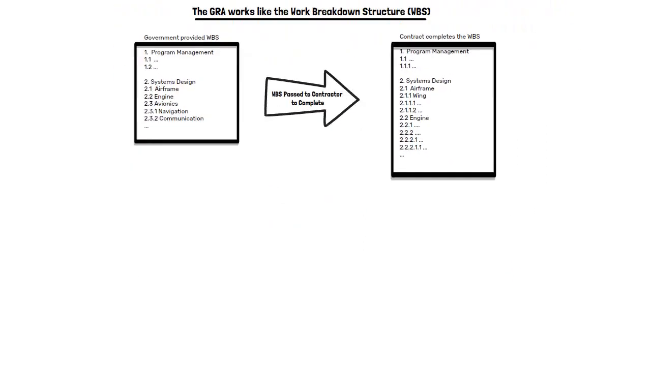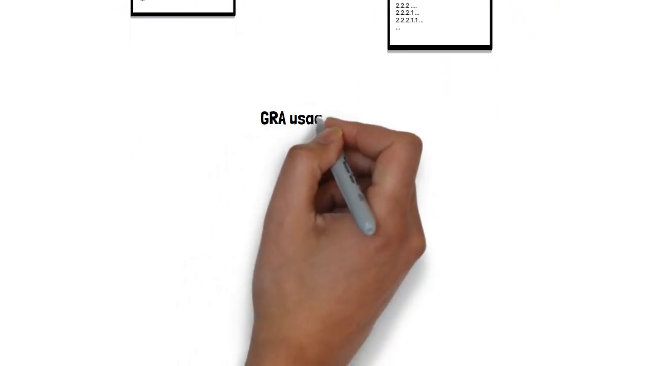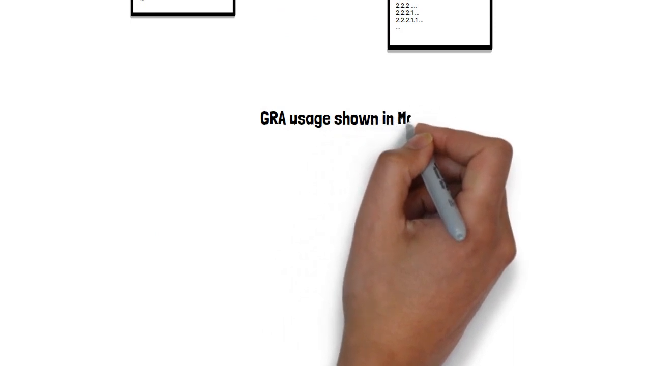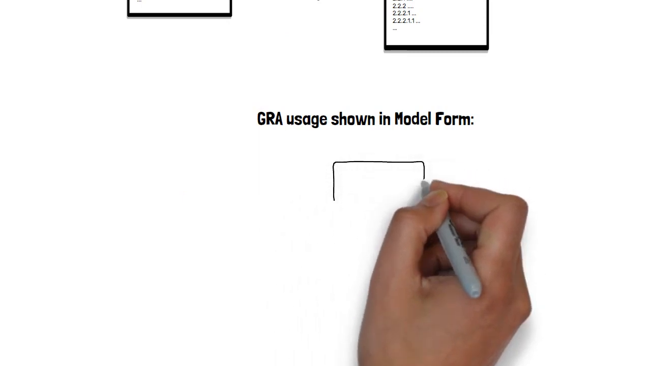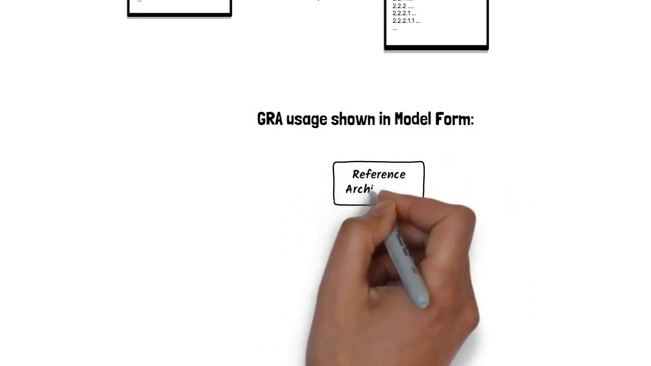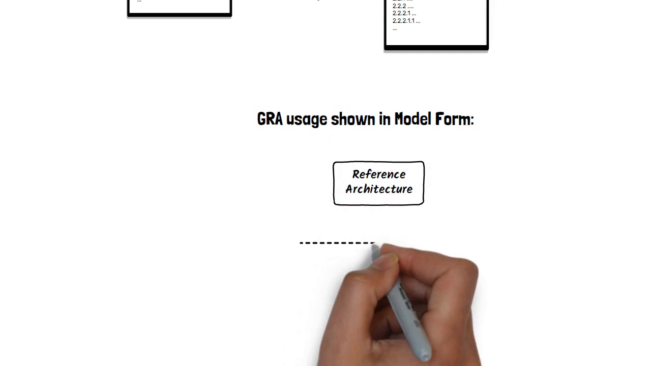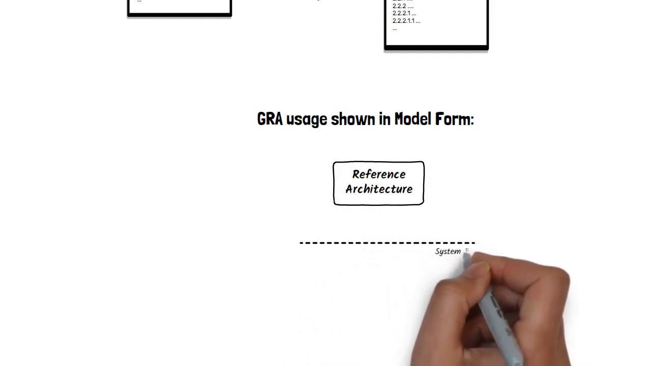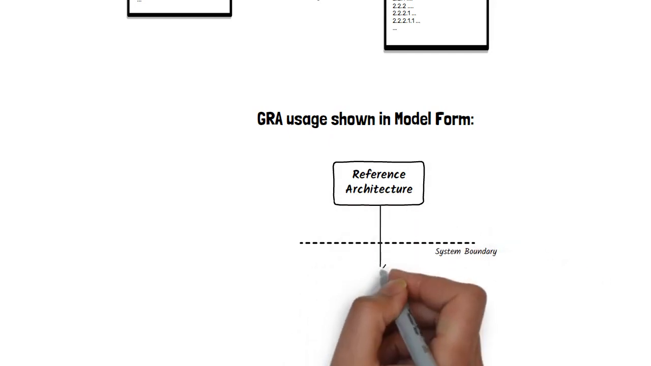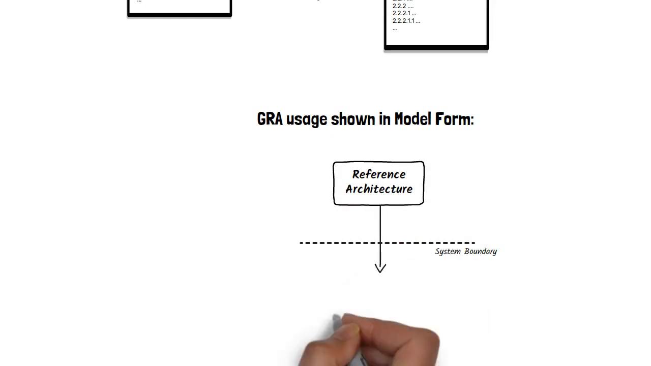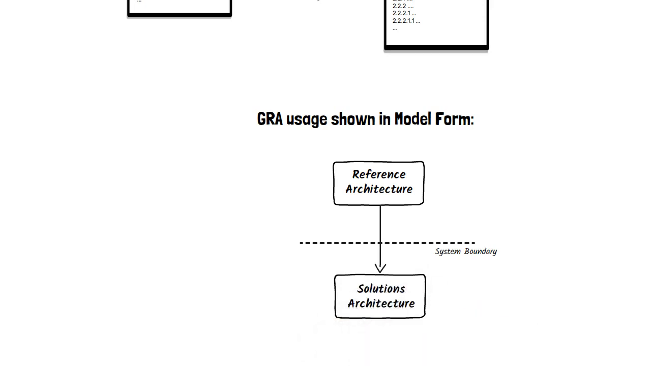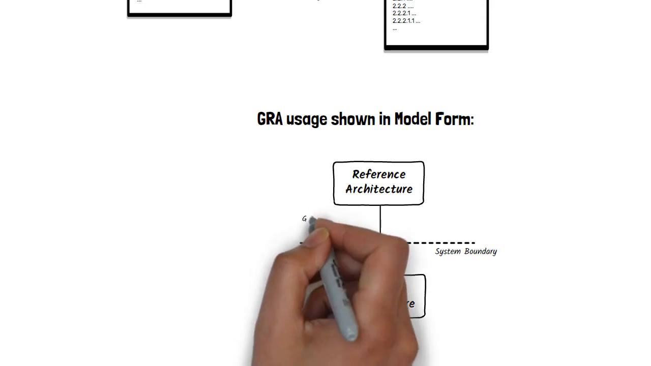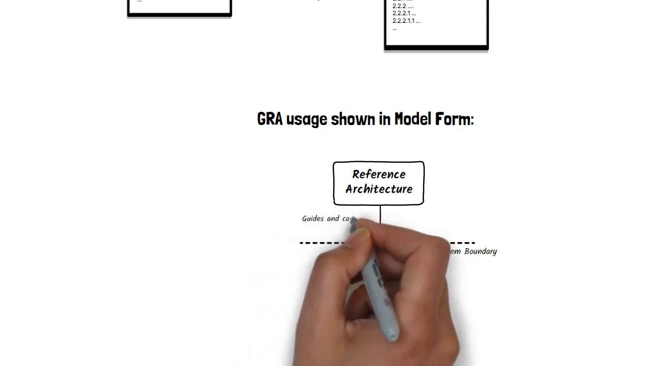So, here's a simple model to explain what a reference architecture does. This model shows that a reference architecture is used to guide and constrain the development of a solution architecture, but is not specific to one system, which is shown as the reference architecture is outside the system boundary in the diagram. The solution architecture is the system being developed by the program office or such organization using an acquisition process. The solution architecture is an actual design of the system, aka the product baseline, and it can be used as the basis for the digital twin.